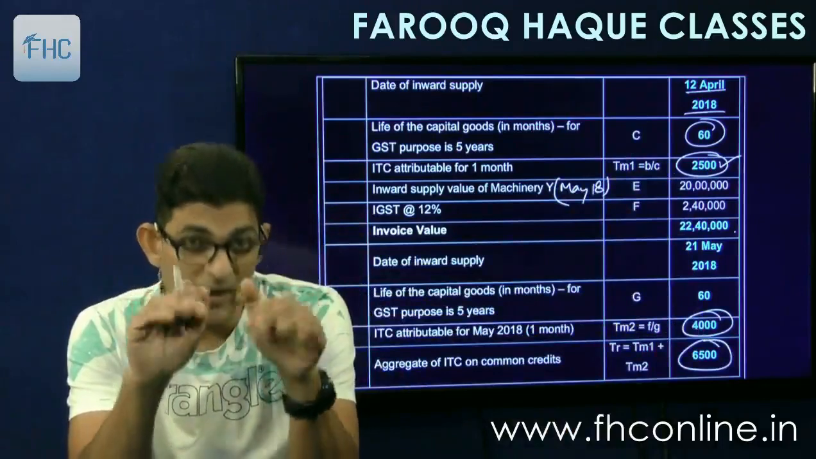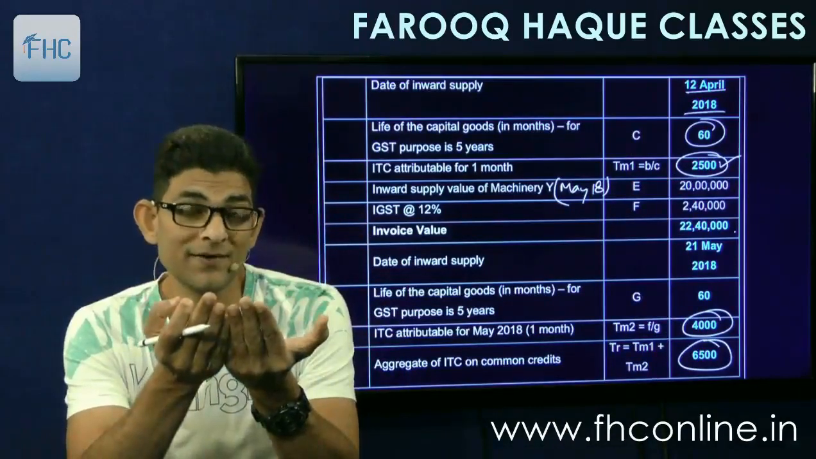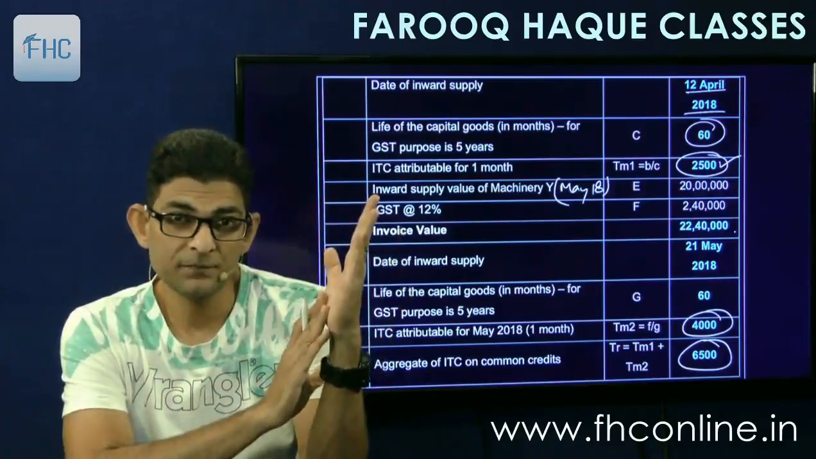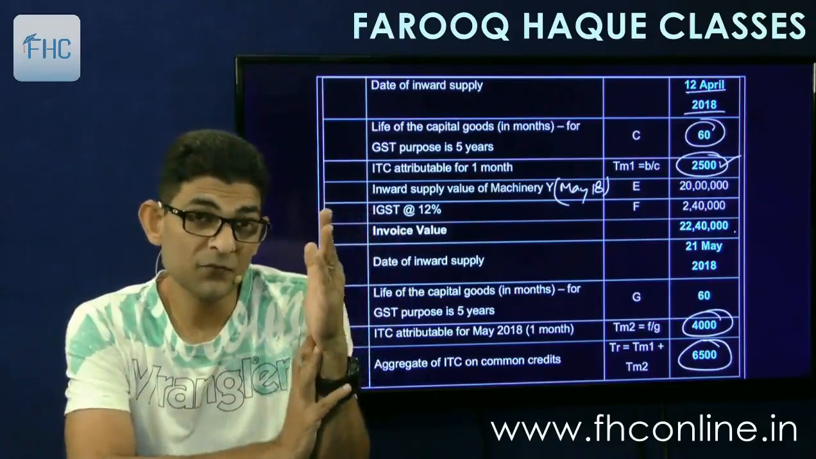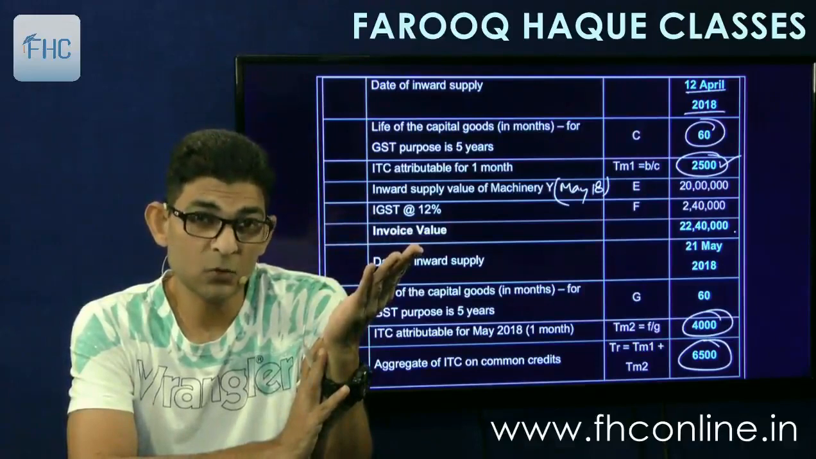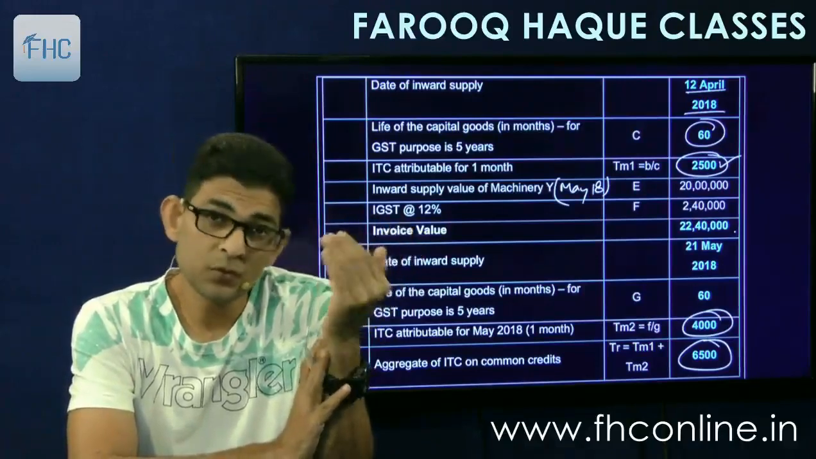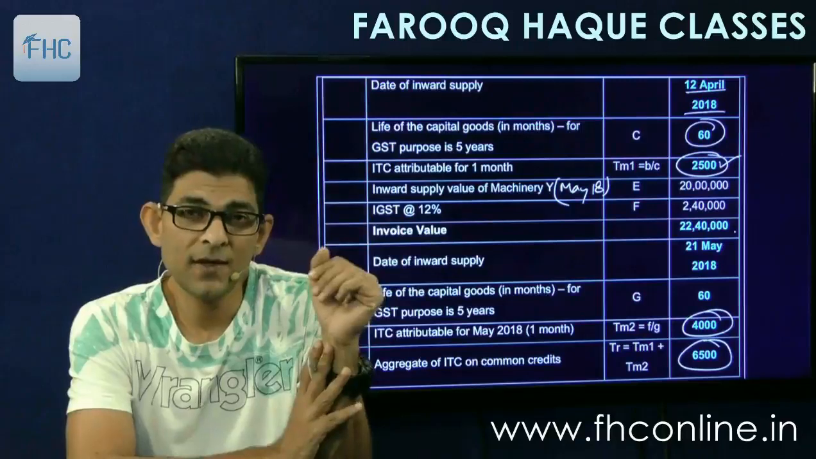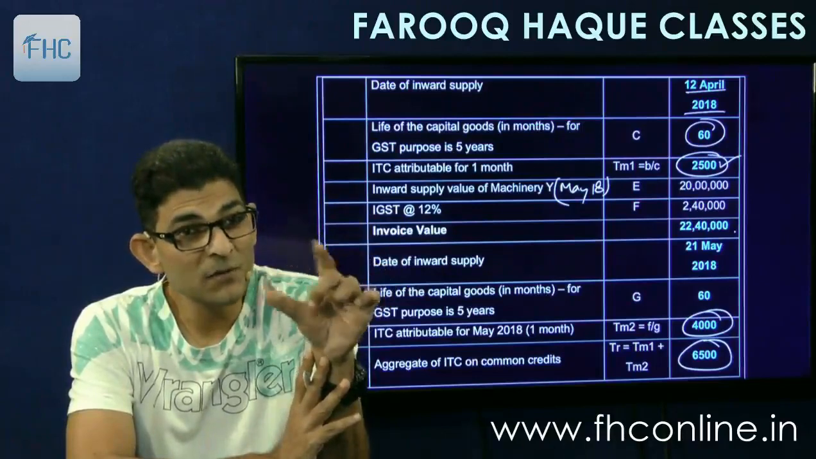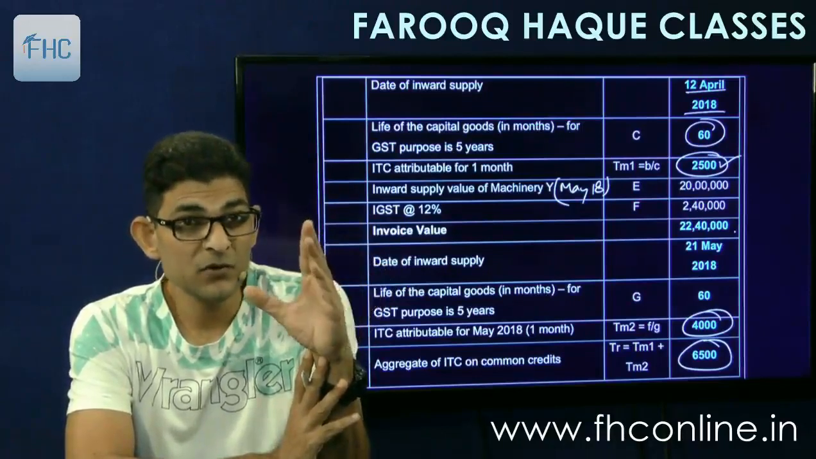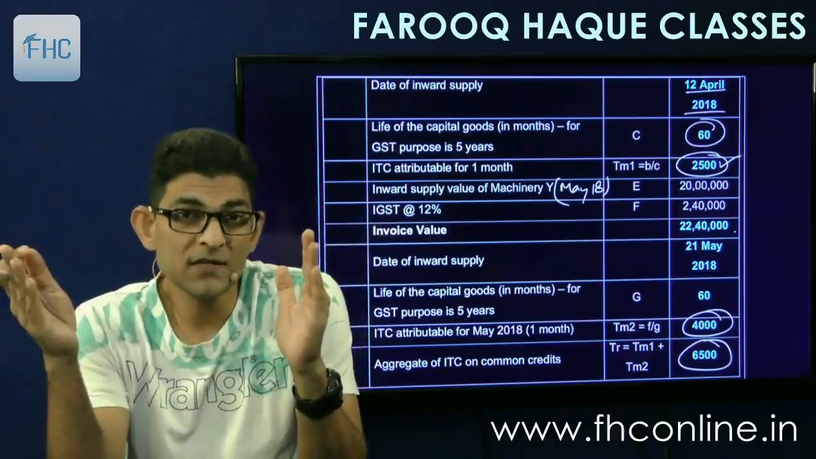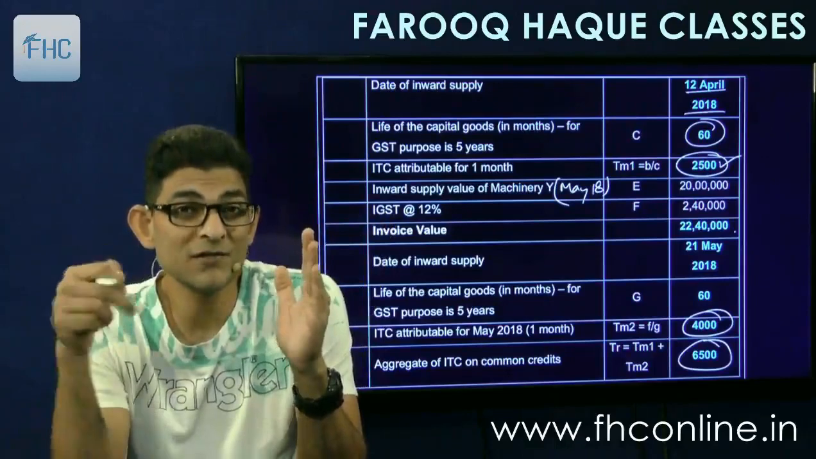Now out of this we have to reverse E upon F. So you have to reverse. So in capital goods what we do is, when the capital goods come, we take full ITC. Then if it is exclusively for manufacture or supply of taxable goods, then no problem. You take it, you have it, you use it. But if the capital goods have been used for common exempt and taxable supplies, then first you take full credit, and then over the next 60 months you have to reverse the credits.